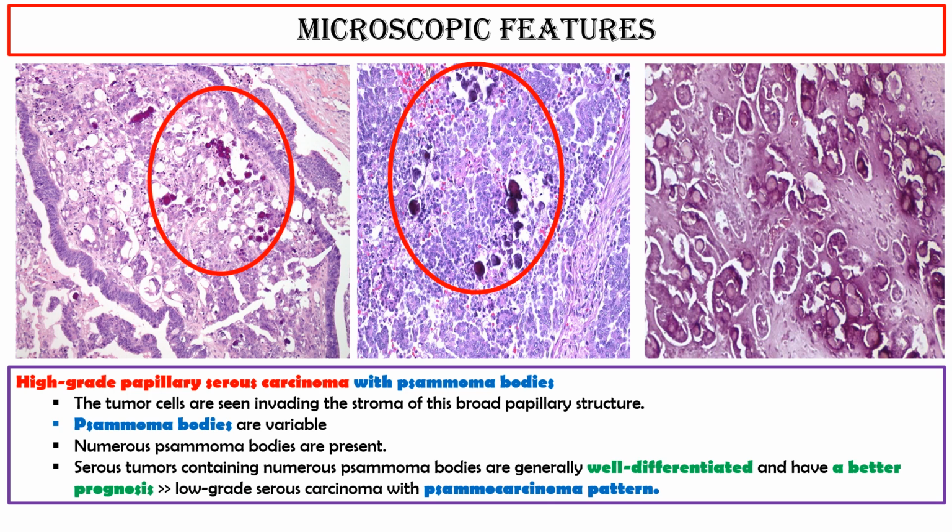Serous tumors containing numerous psammoma bodies are generally well differentiated and have a better prognosis. That is low-grade serous carcinoma with psammocarcinoma pattern.